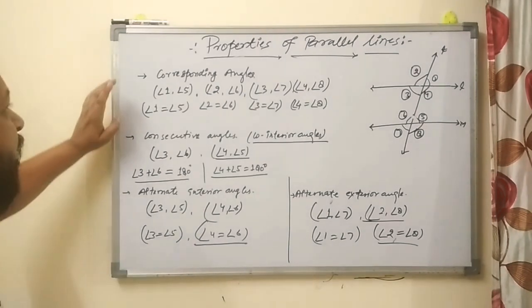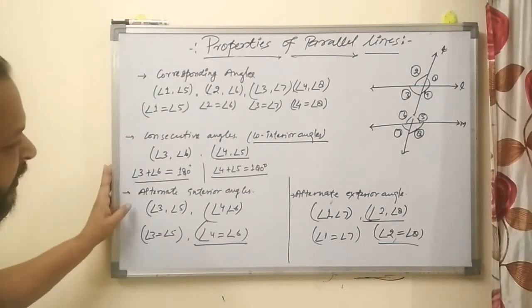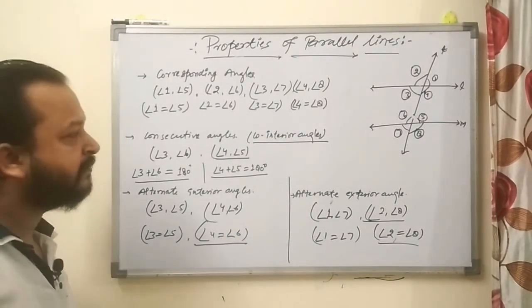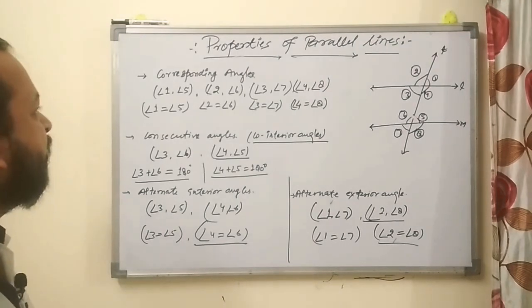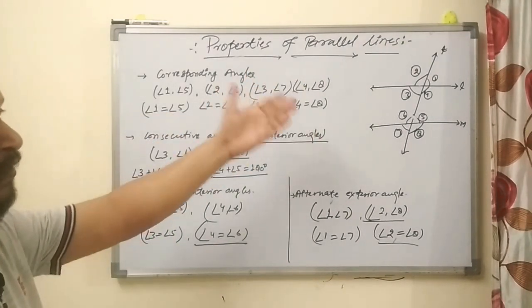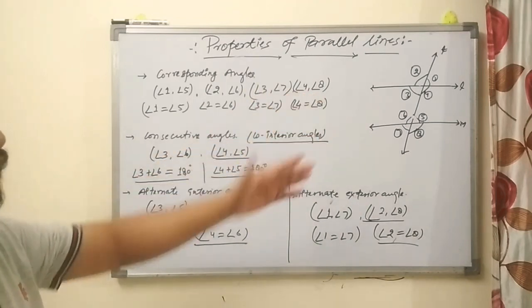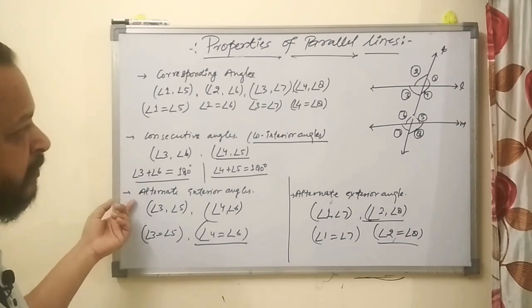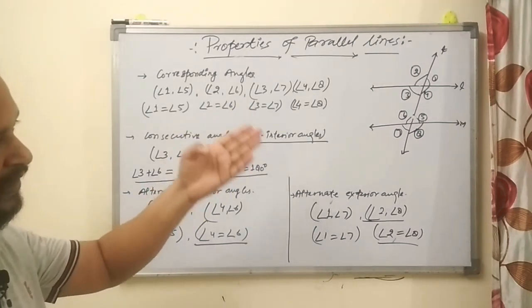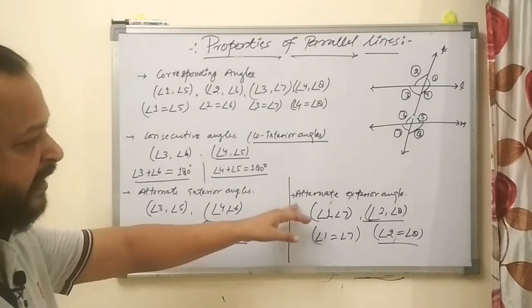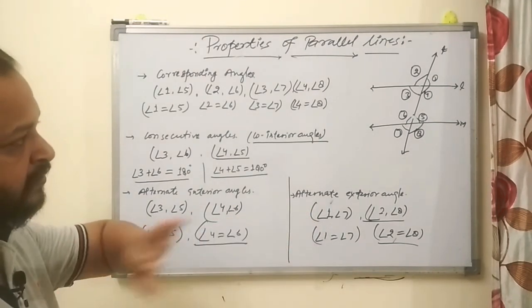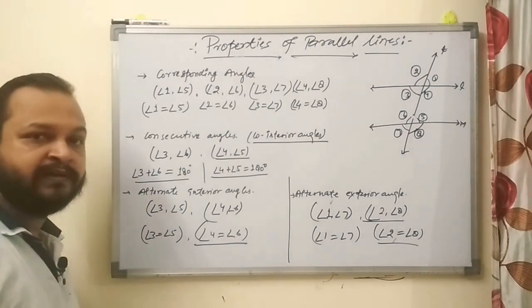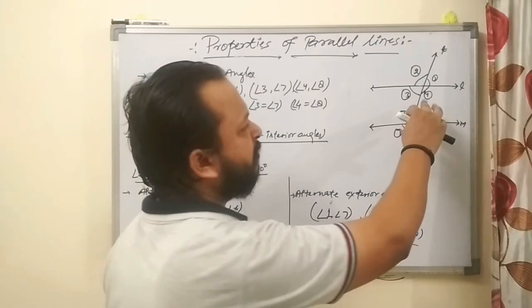So corresponding angles, alternate interior angles and alternate exterior angles are equal with each other. Corresponding angles: 1 and 5 are equal, 2 and 6 are equal, 3 and 7 are equal, 4 and 8 are equal. Alternate interior angles are also equal: angle 4 is equal to angle 6, angle 3 is equal to angle 5. And alternate exterior angles are also equal, meaning 2 is equal to 8 and 5 is equal to 7.